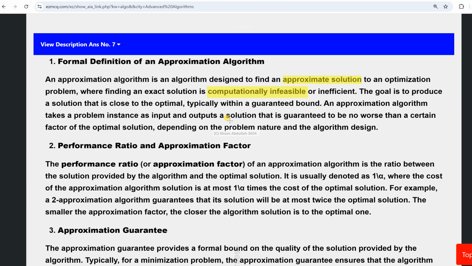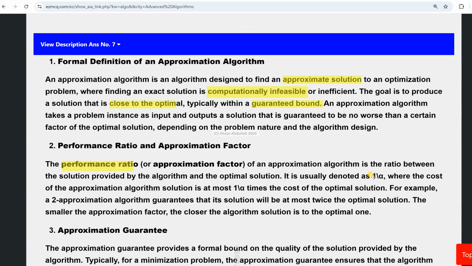What we are trying to achieve is to come up with a solution which is not the optimal solution, but which is close to the optimal. And how close? There is a guaranteed bound. That guaranteed bound is no worse than a certain factor of the optimal solution. So if we are trying to maximize something, we know that it will be that much closer to the maximum result, and similarly for minimization. That bound is called the performance ratio or the approximation factor, and that is denoted by alpha.